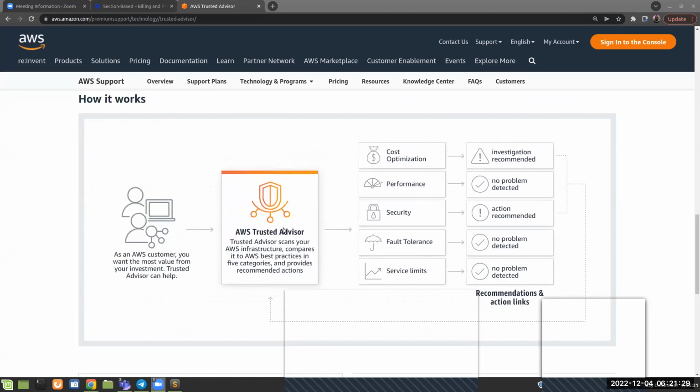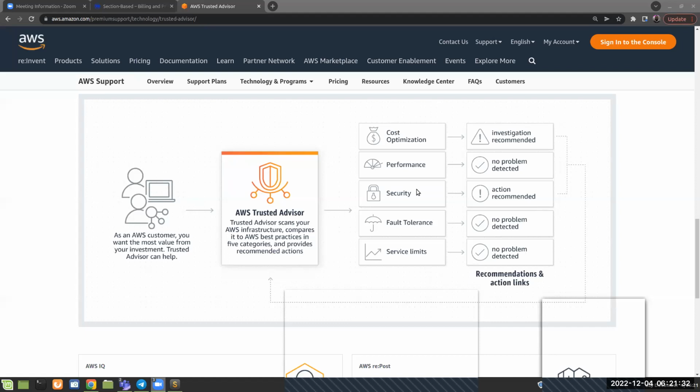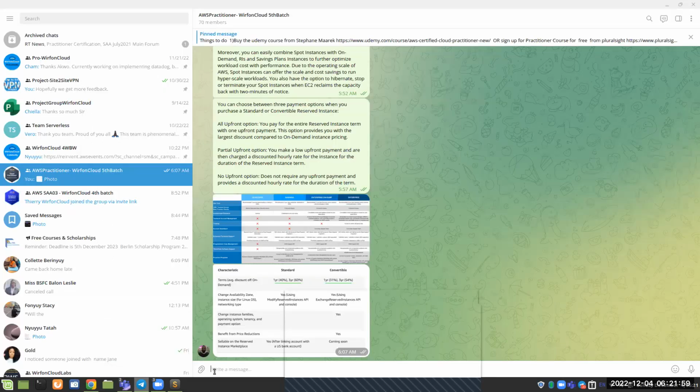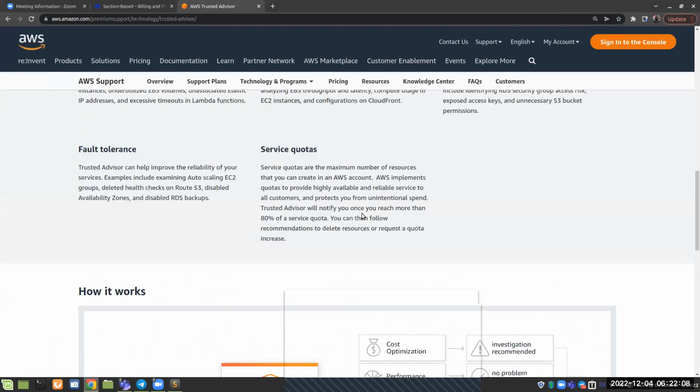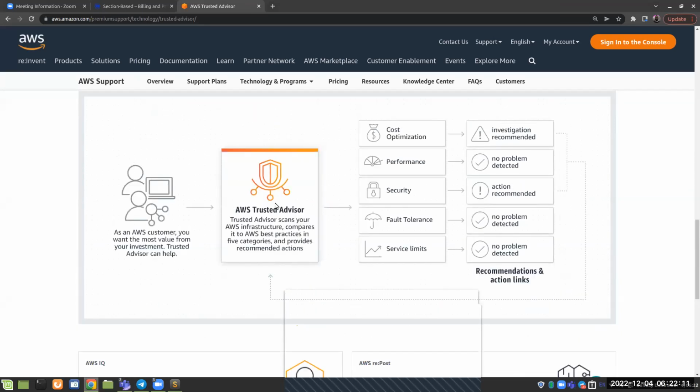So when you think of Trusted Advisor, always try to have this diagram in your mind and these key areas, because there are some questions that try to figure out if you know these key areas that Trusted Advisor works on. Just keep in mind that it's a tool that scans your infrastructure and compares it to best practices in these 5 categories. I'll post that image on chat for you to take a look, and hopefully it will help you remember how Trusted Advisor works, right?